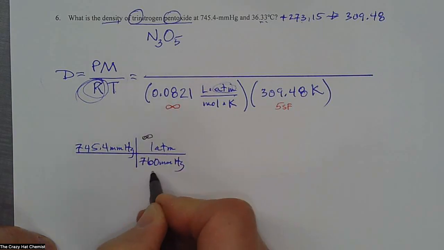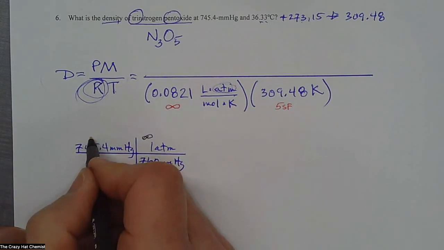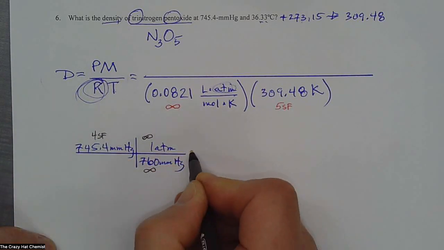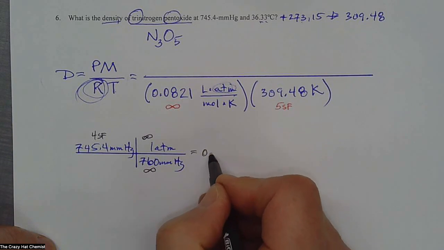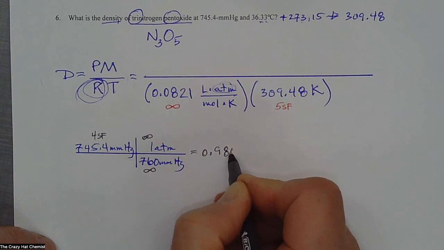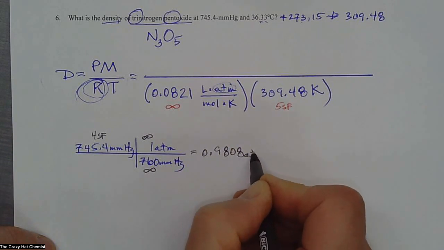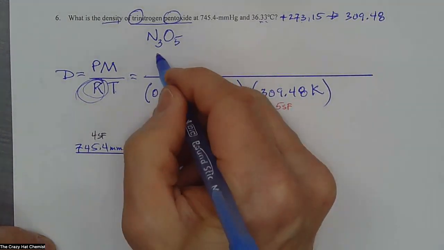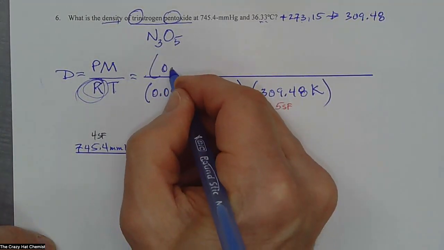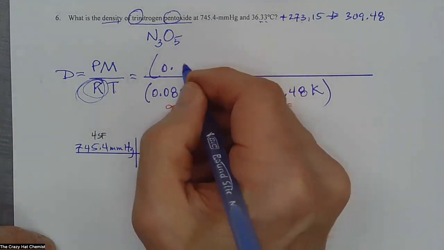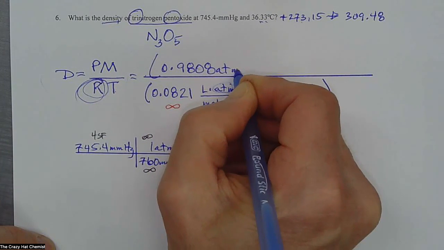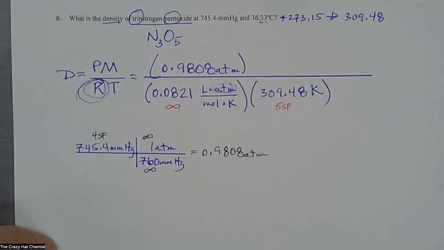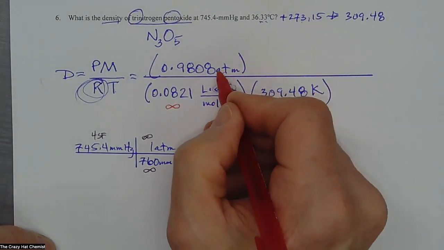Again, this is an infinite number of significant figures for my unit conversions. This is 4 significant figures. So I'm going to maintain 4 significant figures, and this number is going to be 0.9808 atm. And we're going to plug that in right over here. So that's 0.9808 atm.